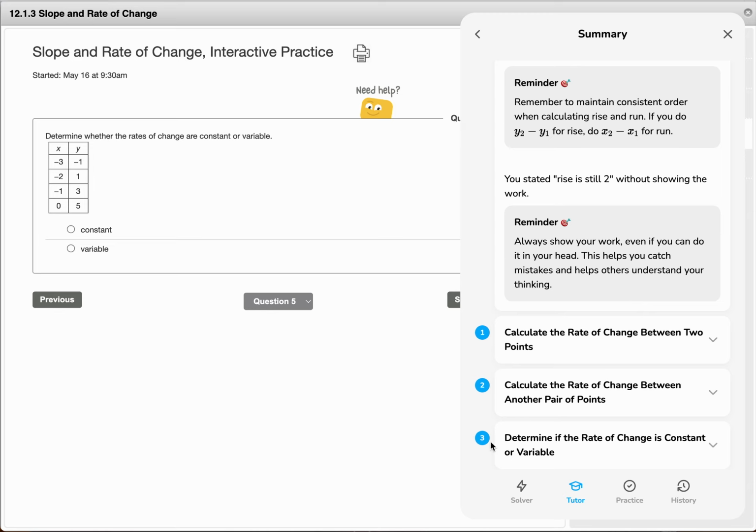And then we're gonna look at this wonderful overview of steps. Calculate the rate of change between 2 points, calculate it between another pair of points, and determine if it's constant or variable. At each of these steps, you can click and see the mathematical work written out beautifully for the student.